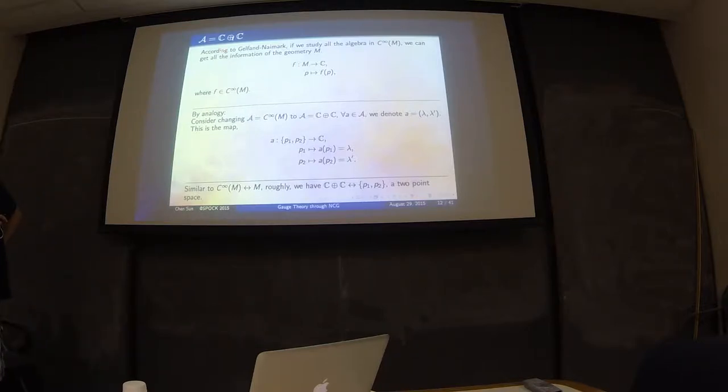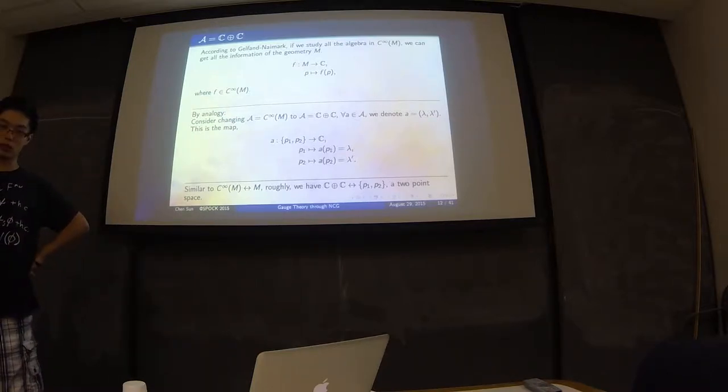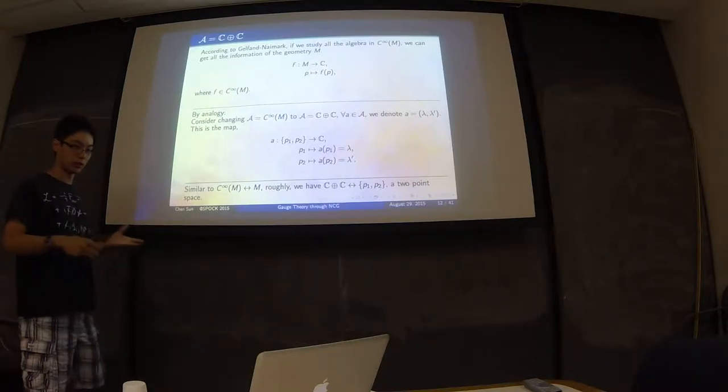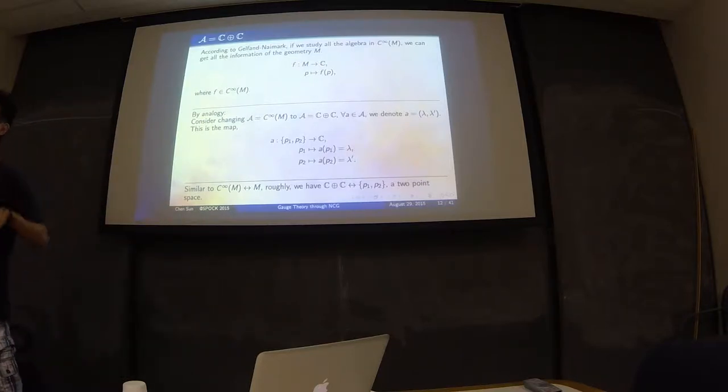So let's look at this example. If we choose A equal to a complex number plus another complex number. So earlier, we have the smooth function. So the algebra, which is the smooth function, is nothing but the map from the base manifold to the complex number. So once we change the algebra, according to Gelfand-Naimark, for any C-star algebra, we can find a geometry corresponding to the algebra. So what would the geometry look like? When we change this C infinity M to C plus C, roughly we change the base manifold to a very simple object. It's 2 points, right? You have a complex value at 1 point and another complex value at the other point.